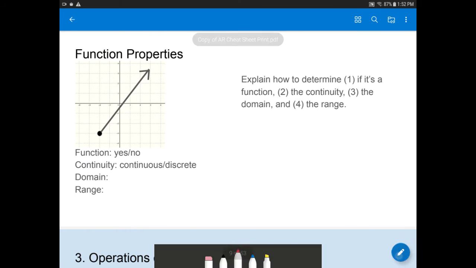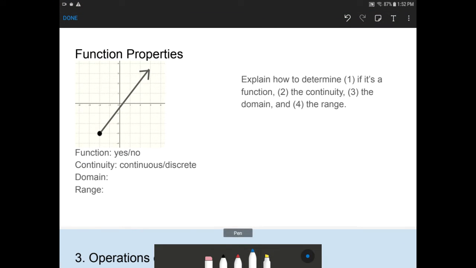Functional properties. See, yes, this is a function because it's continuous like that. It's continuous. Domain is x is greater than or equal to negative 2. And then the range, y is greater than or equal to negative 3.